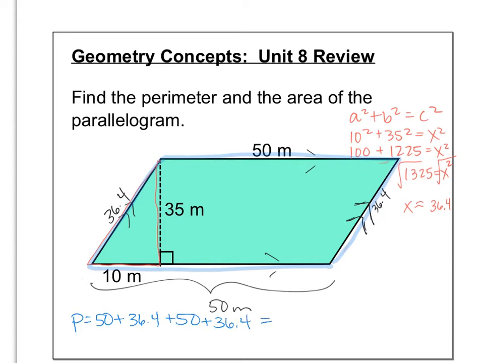And I'm going to take a minute and type that in my calculator. And I got 172.8 meters. And that's your perimeter, your P.